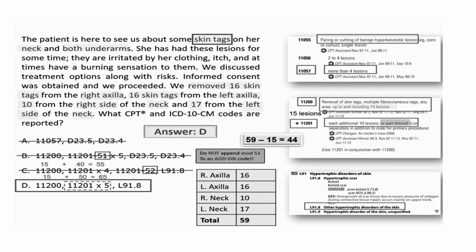Informed consent was obtained and we proceeded. We removed 16 skin tags from the right axilla, 16 skin tags from the left axilla, 10 from the right side of the neck and 17 from the left side of the neck.